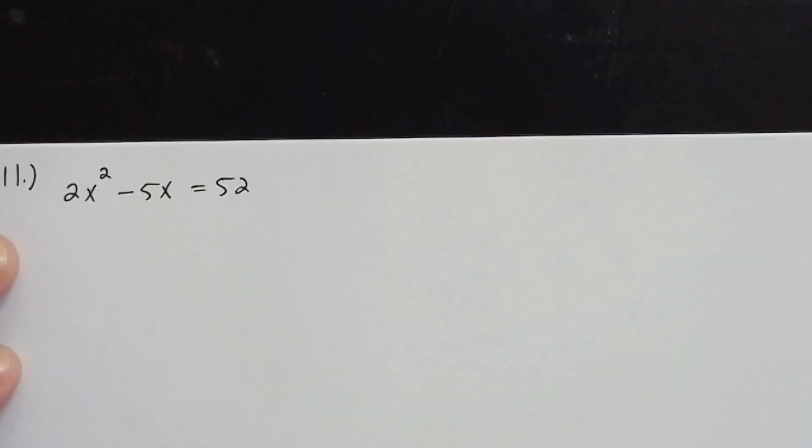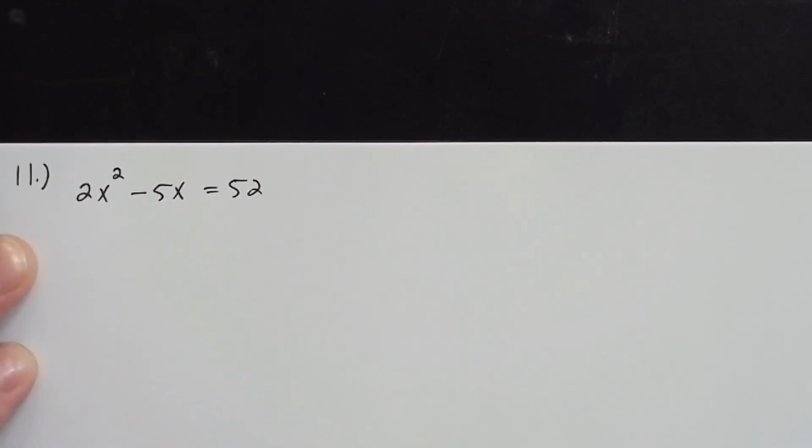What's the first step in the algorithm? It's general form. That's the concept. And of course, how do we get there? Subtract 52.